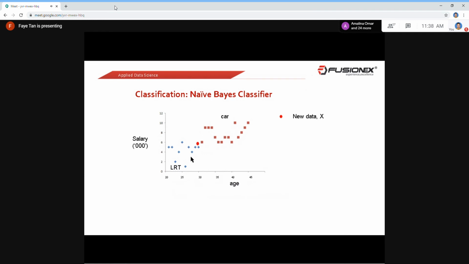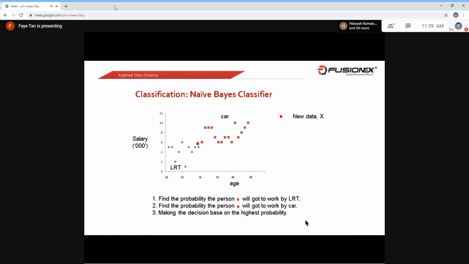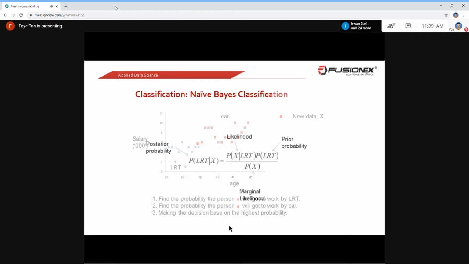Isn't it? So if you use the naive Bayes technique, it will calculate, for this red color person, the probability by car and the probability by LRT, and then you will see which probability is higher. So how to calculate the probability on this? We want to calculate this probability. First, you have to find the probability this person goes to work by LRT, and the probability this person goes by car. Then you make a decision based on the highest probability among these two.